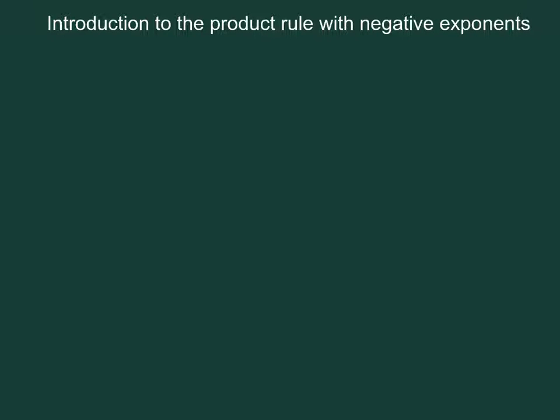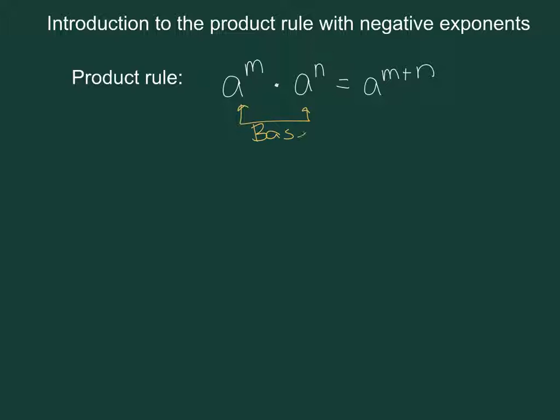Okay, so this is the introduction to the product rule with negative exponents. Really what we want to remember here are two things. The first thing is the product rule, okay? And the product rule for exponents is simply that if I have two bases that are the same with different exponents, I simply add up the exponents, right? And so you know that since the bases are the same, that you would add the exponents, okay? And so that's the product rule.